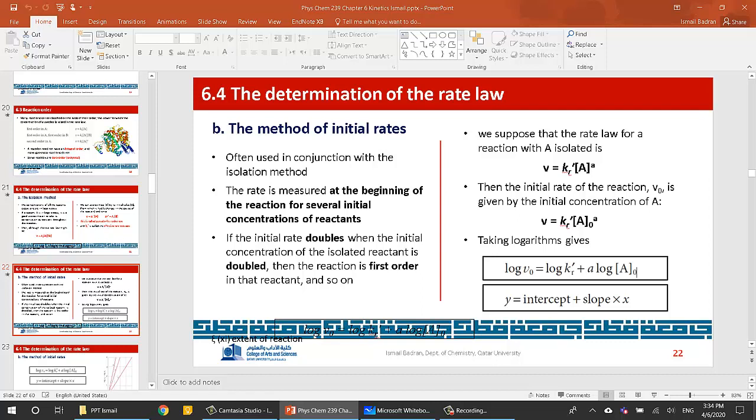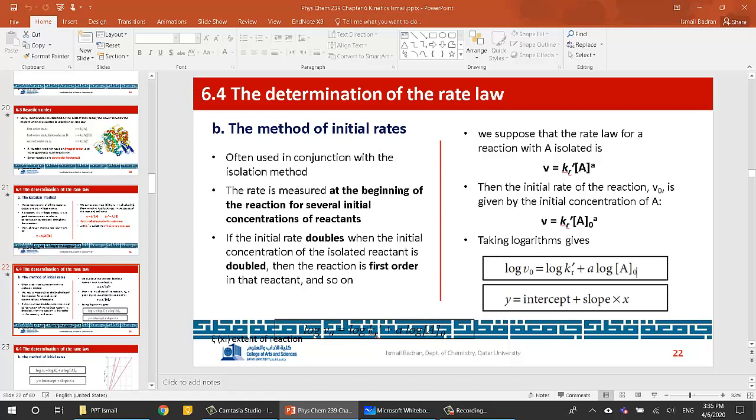And in this method, what we do is we carry out a few experiments on one of the reactants by changing its concentration, and we determine the initial rate from the graph, as I showed you before, at different concentrations. And then we make a graph, and from the graph we can determine the value of a, which is the order in respect to A for the reaction.